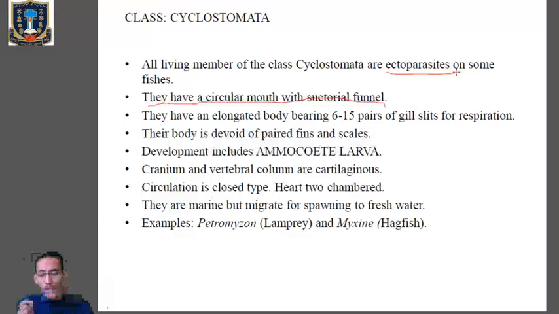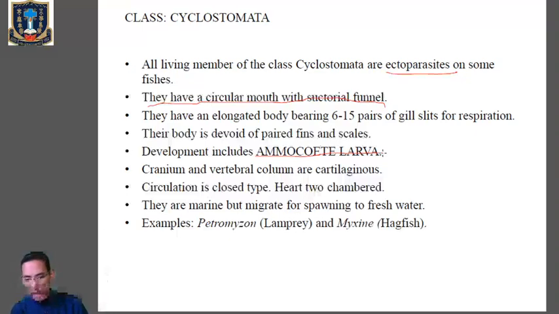Development is indirect. When we talk about indirect development, remember that it includes the larval stage. So what is the name of the larva? The name of the larva is Ammocoete larva. That's why the development is indirect. Cranium and vertebral column are cartilaginous. Circulation is closed type, and the heart is two chambered, one auricle and one ventricle.